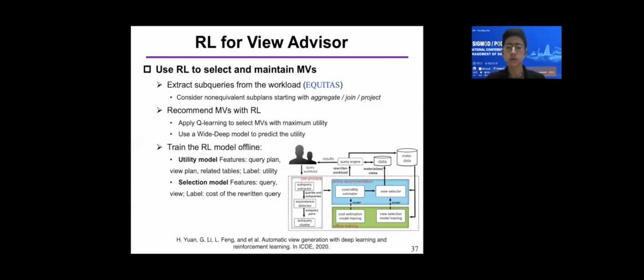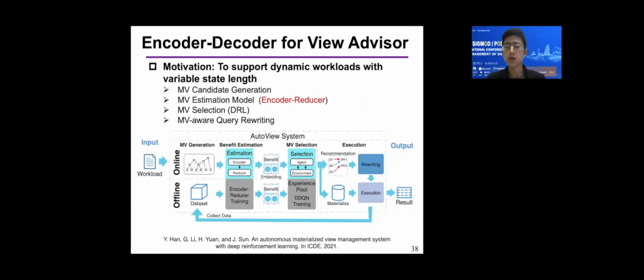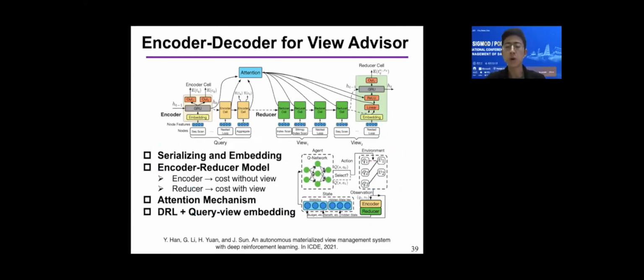However, they assume that the workloads do not change and cannot adapt quickly to new workloads that have different query patterns. So to address this problem, we have proposed an encoder-reducer-based view advisor, which first extracts common subqueries across all the user queries and uses a deep encoder-reducer model to estimate all the queries together with the candidate MVs, and will take the embedding vector for the RL architecture to select MVs.